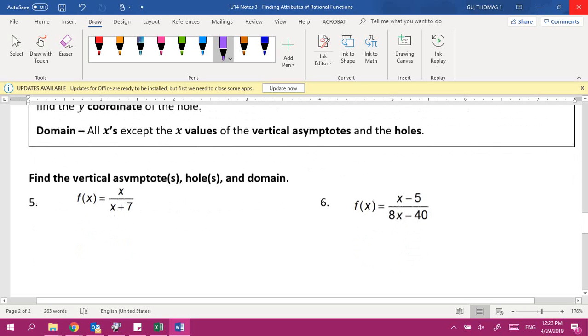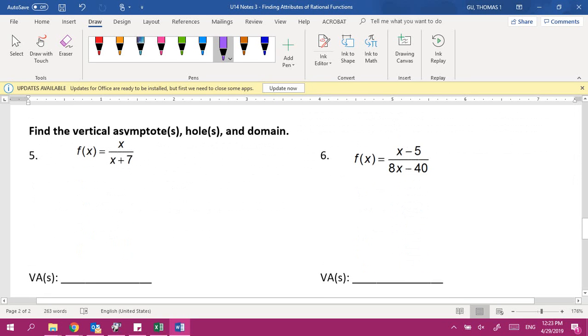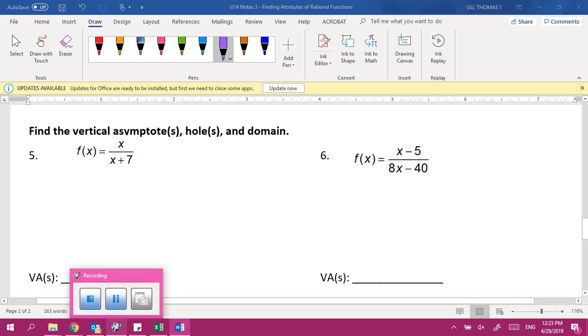Number 5. This one's already factored out for you. F of x equals x over x plus 7. Please tell me I'm recording. Thank God. All right.